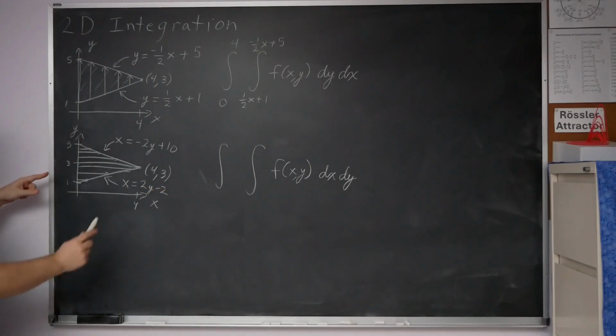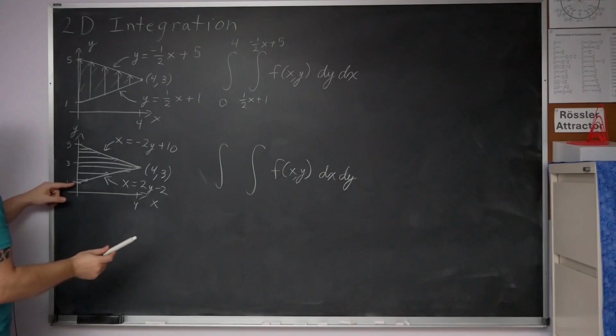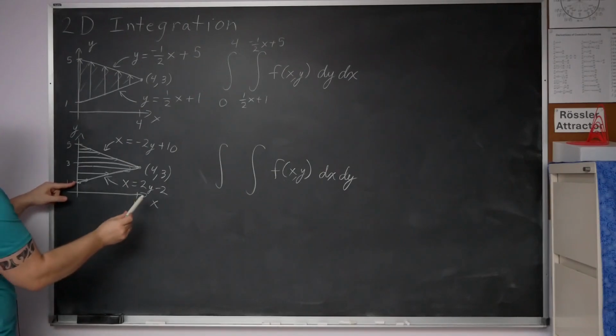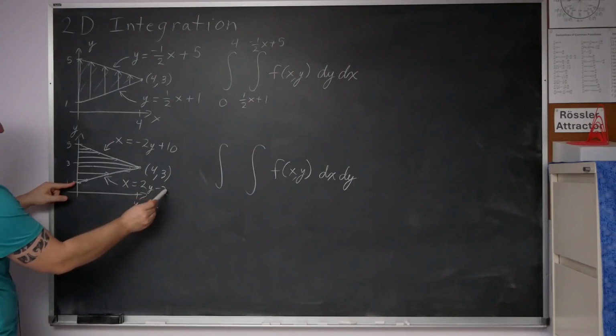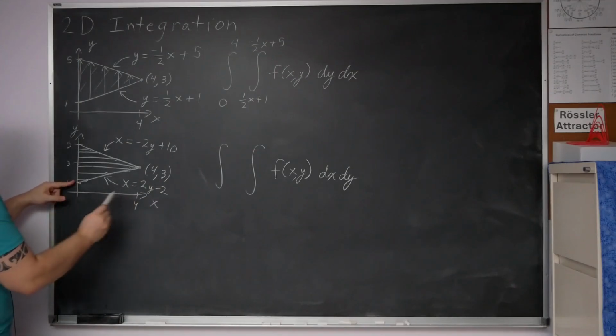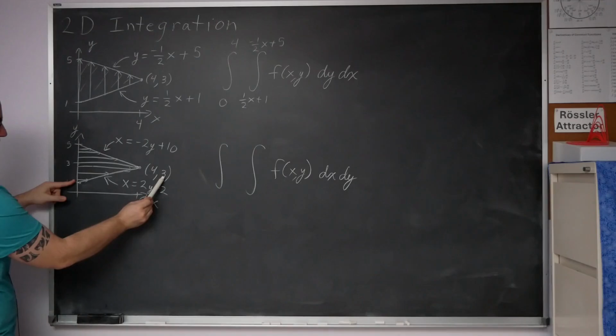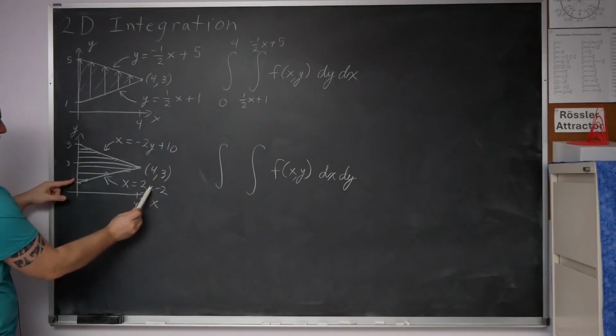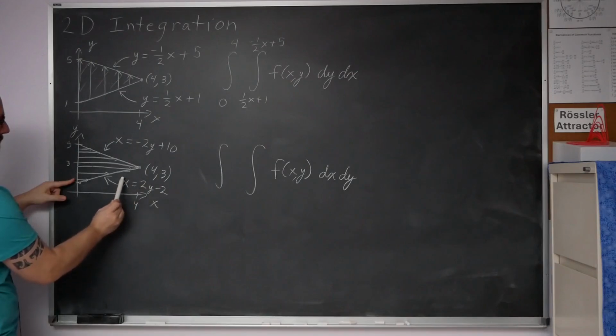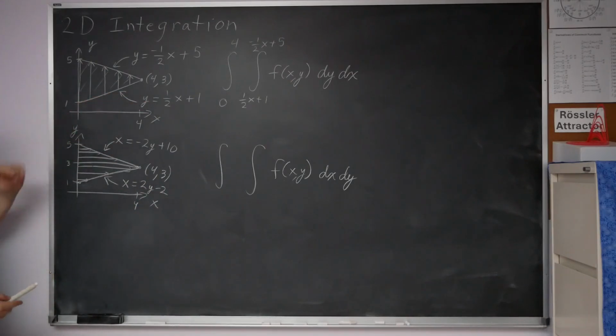Let me just double check that's working. If y is 1, x should be 0. Yeah, that looks right: 2 times 1 minus 2, x is 0. If y is 3, x should be 4. So 2 times 3, 6. 6 minus 2 is 4. Okay, it looks like I inverted that line equation correctly.